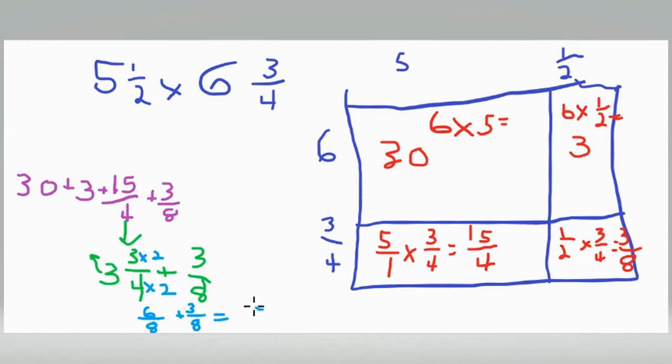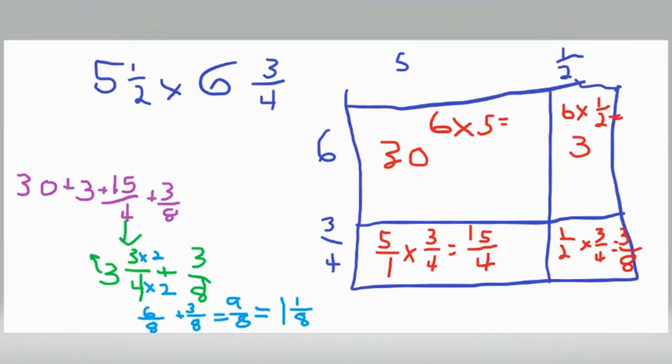And that is equal to a total of 9/8. But we're going to have to turn that into a mixed number because, again, 9 is greater than 8. So 9/8 is actually going to equal 1, right? Because 8 could go into 9 one time, and then we have 1/8 left over. So all together now, we're going to have to add all of these.